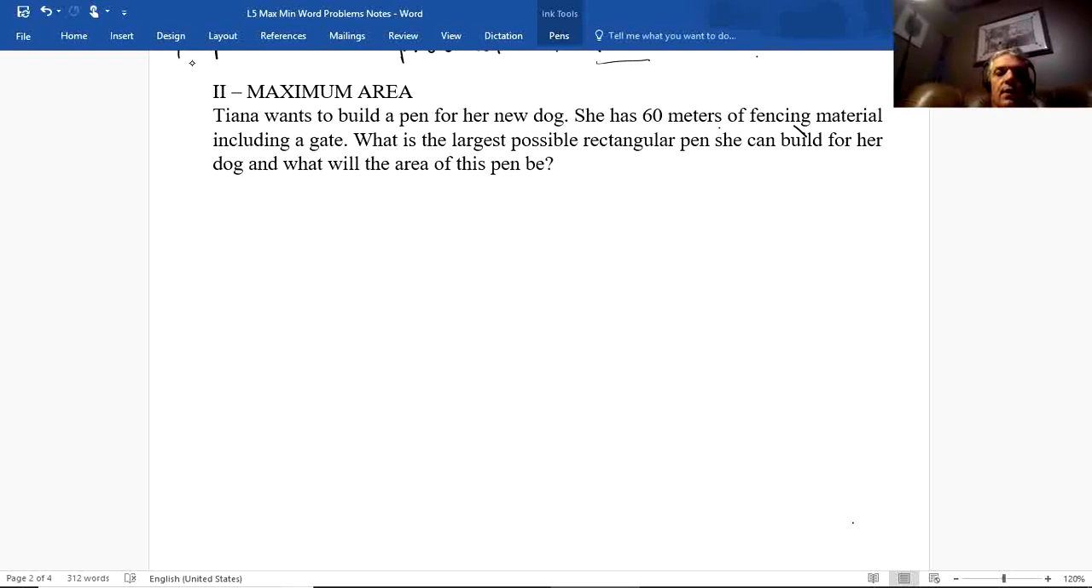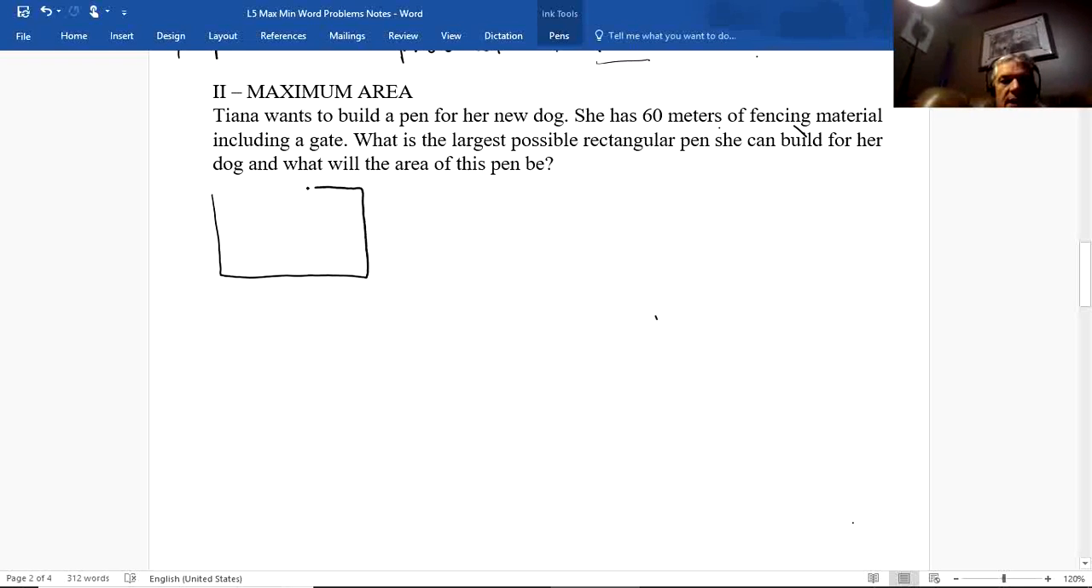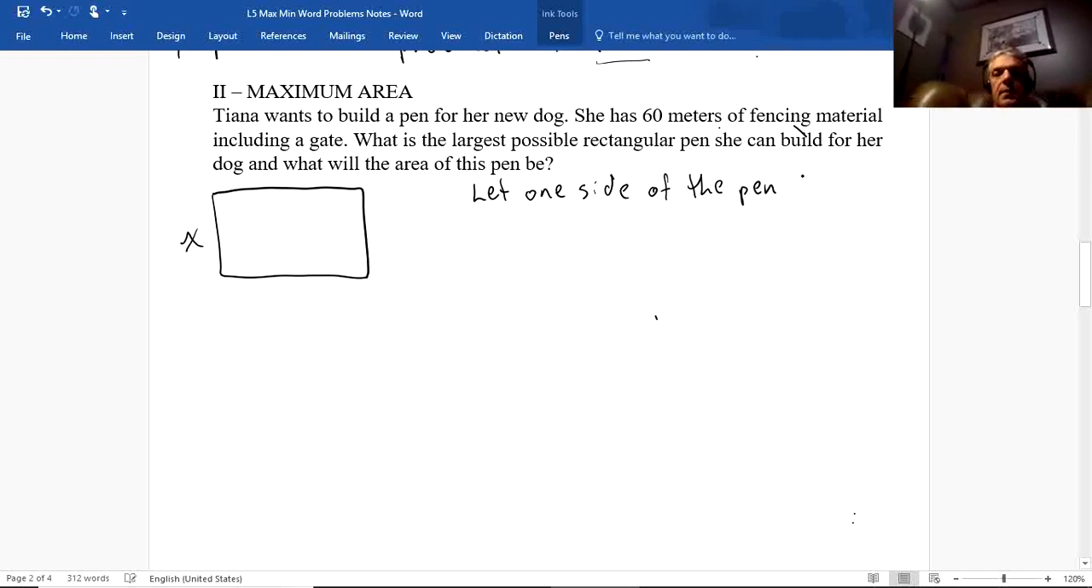So think about it. It's always a good idea to draw a diagram, okay? And so I'm going to draw a diagram in this case like this. Let's pretend we have a rectangular shaped pen. And so what I'm going to do is say one of the sides is going to be X. Okay, let's say this side is X. So then I'm going to say let one side of the pen be X meters. Okay. Then I have to determine the other side.